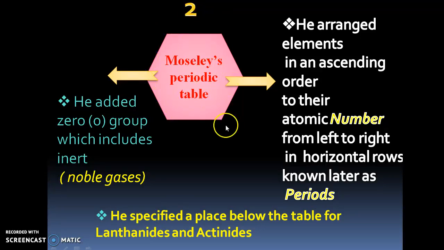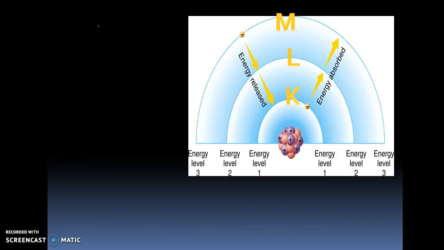So Moseley arranged elements in ascending order according to their atomic number from left to right in horizontal rows known later as periods. Number 2, he added the zero group, which includes the inert or noble gases. Number 3, he specified a place below the table for lanthanides and actinides.